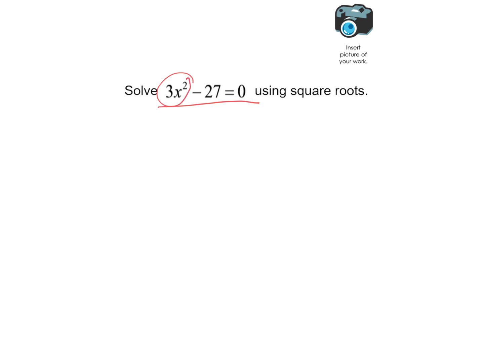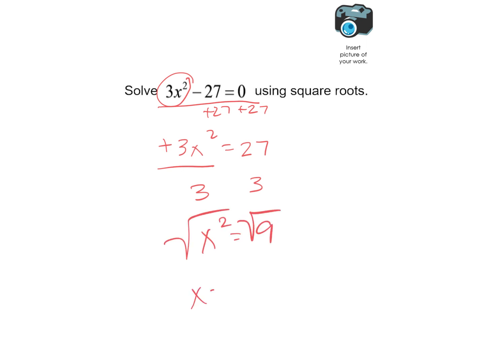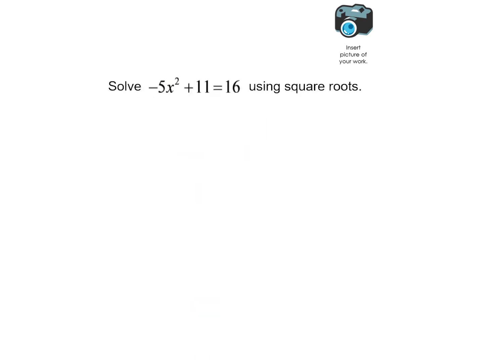All right, so solve this using square roots. So we have to get this by itself. 3x squared, add 27 to both sides. Make sure you do that work so you don't make a mistake and lose a sign. Now we have to divide, that's not a negative 3. Divide both sides by 3, x squared equals 9, square root, x equals plus or negative 3. Okay, now you do this one. Hit pause and do this one.